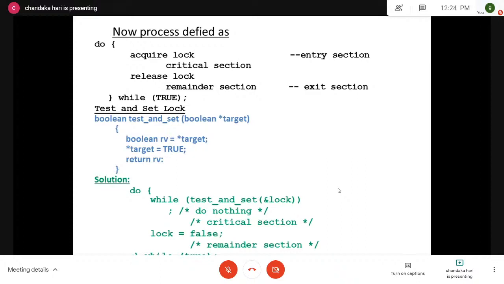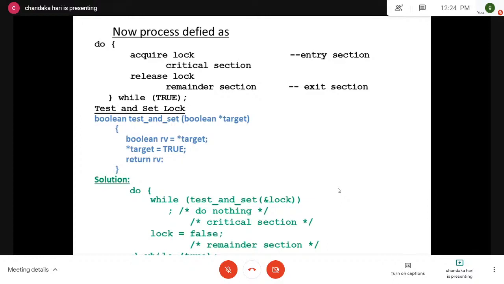Now, how do you test and set the lock? That value is either true or false. Now I'm defining a Boolean test and set function like this. It takes a target, and it returns the target's value as the answer. If any process wants to enter into the critical section, first of all it executes the function test and set.